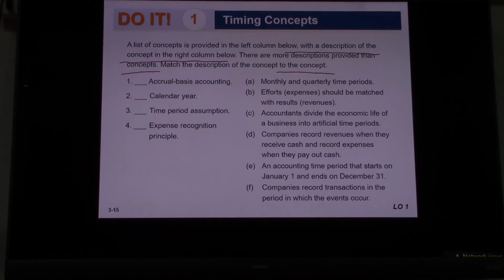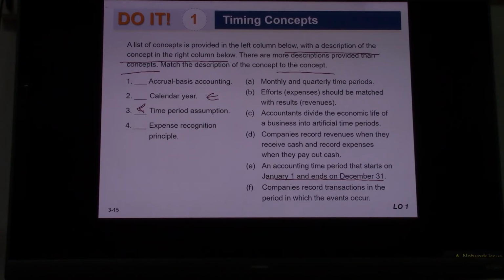Accountants divide the economic life of a business into artificial time periods. This is mainly the time period assumption or periodicity assumption, letter C. Companies record revenue when they receive cash and record expenses when they pay cash out. Letter E, an accounting time period that starts on January 1st and ends on December 31st. Letter E is matched with the calendar year, because as we have stated before, the calendar year starts on January 1st and ends on December 31st.